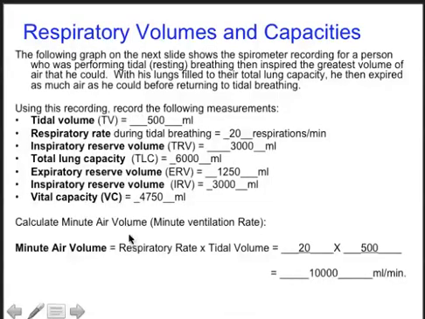Okay, and we can also calculate something called the minute air volume, which is expressed as the respiratory rate times the tidal volume, which would be 20 breaths per minute times 500 milliliters per breath, and that works out to 10,000 milliliters per minute, or 10 liters per minute.